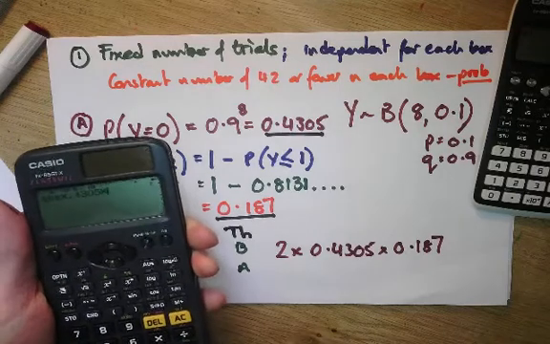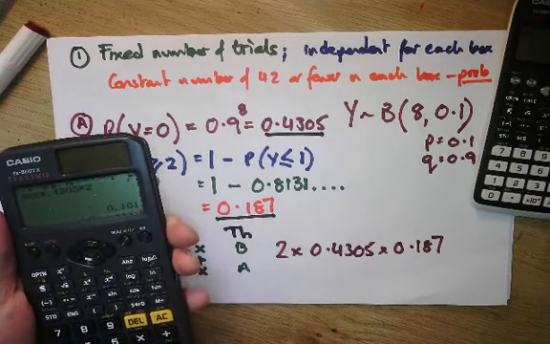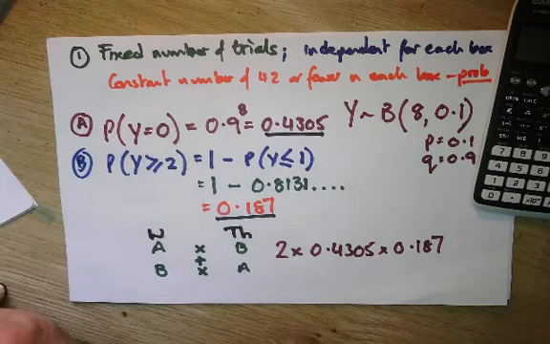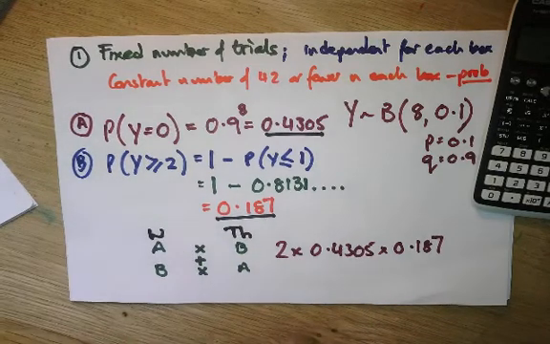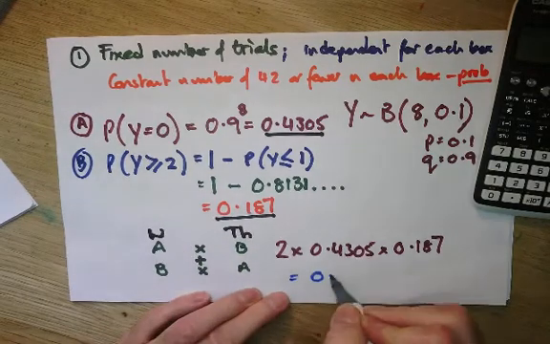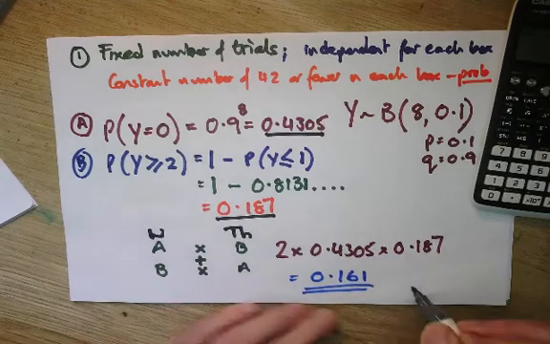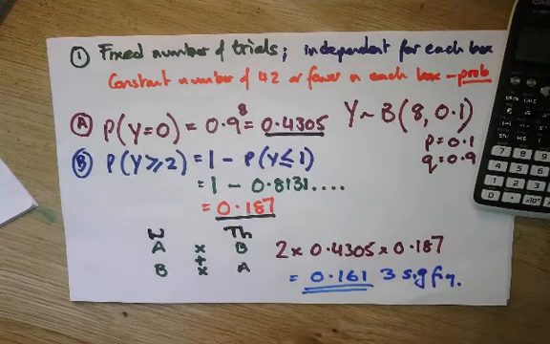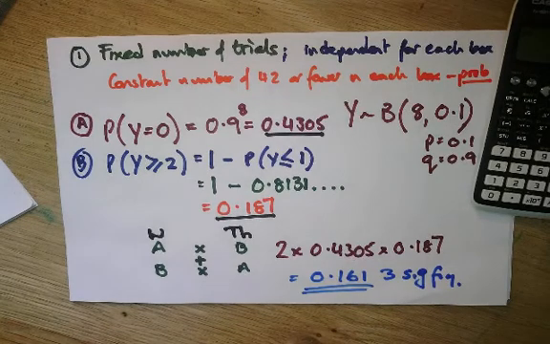Times 0.4305 times 2 equals 0.161 to 3 significant figures. So there we go. The answer is that. It's 3 sig fig. Hope that's helped.